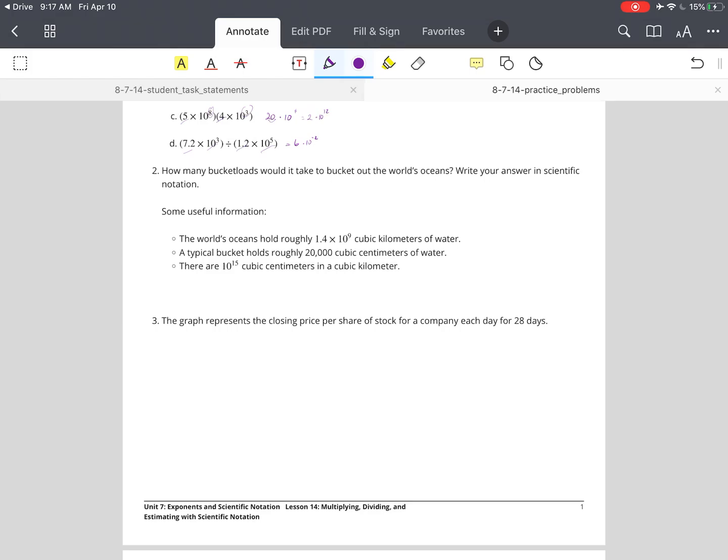The world's ocean roughly holds this much water. So that's the total amount of water. A typical bucket holds about 20,000 cubic centimeters of water.